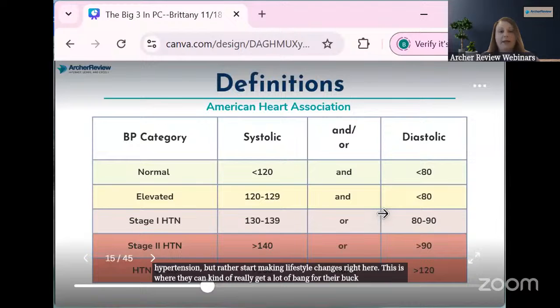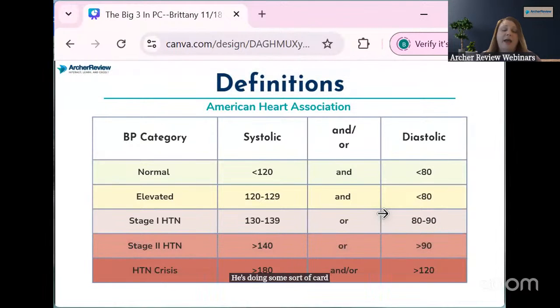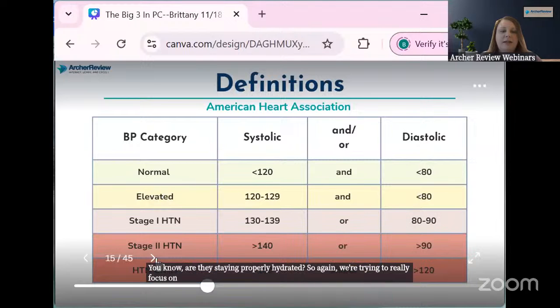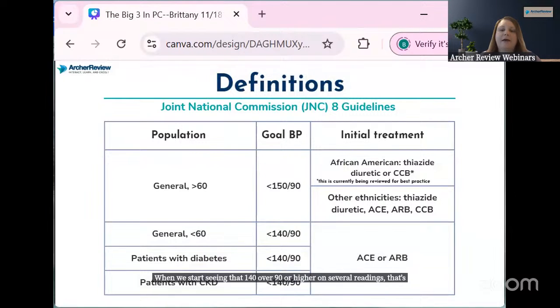Are they walking? Are they exercising? Doing some sort of cardio? Are they watching their salt intake? Are they staying properly hydrated? So again, we're trying to really focus on lifestyle changes when we're down in here. When we start seeing that 140/90 or higher on several readings, that's when we're going to start thinking about maybe this person needs some blood pressure medication.